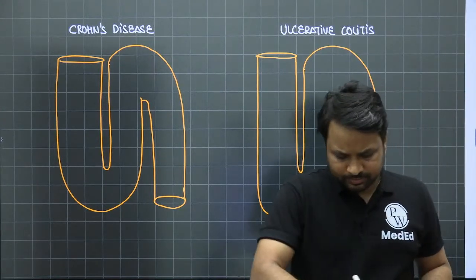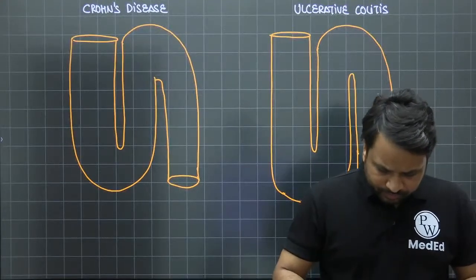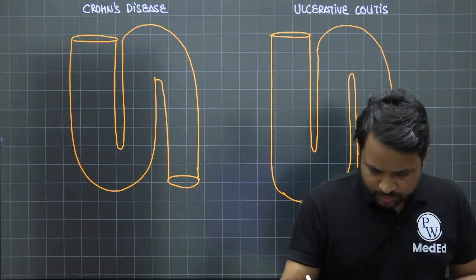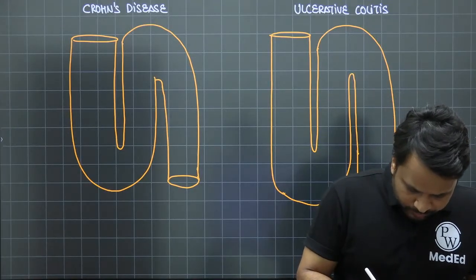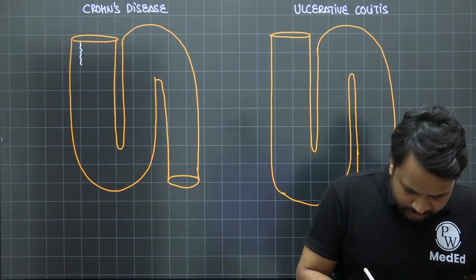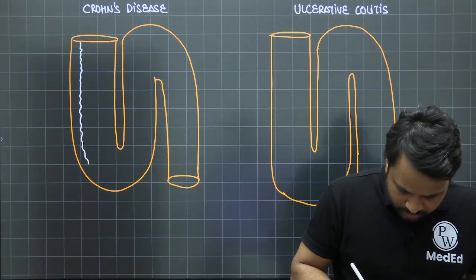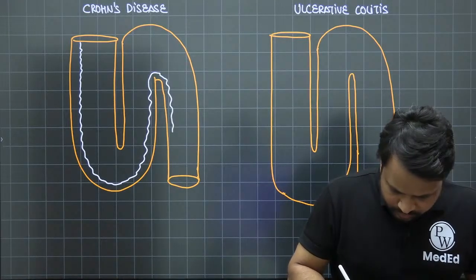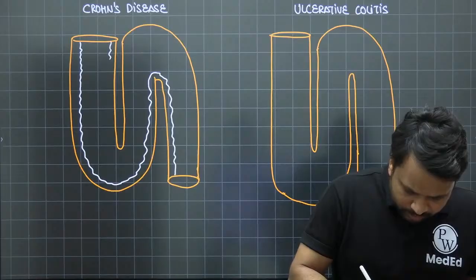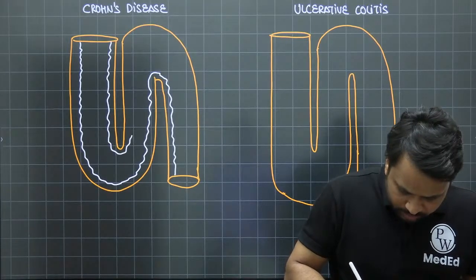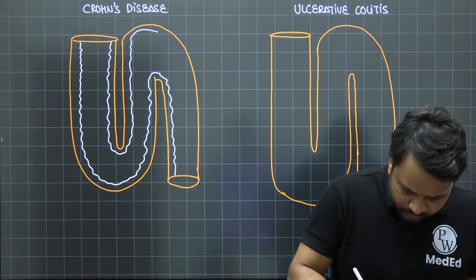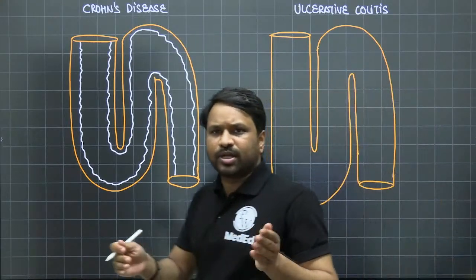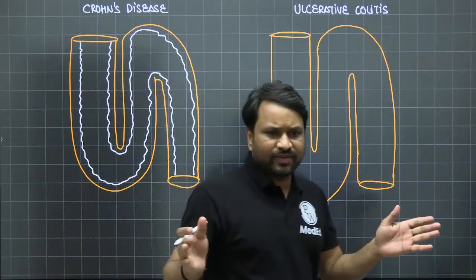Now, when you look from inside out, we all know that the innermost layer of the bowel wall is going to be your mucosa, running throughout. Next to mucosa, you have submucosa, then you have inner circular and outer longitudinal muscles. We have the same components in both.